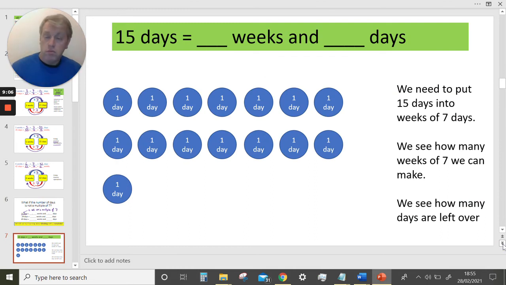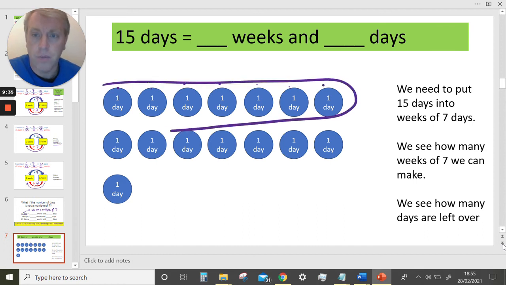So, just reminding ourselves here, if we want to turn 15 days into how many weeks and how many days, well, I've put 15 bubbles up, and each of the bubbles is 1 day. So I've got to say, how many weeks? Well, how many days in 1 week? 7. So I'm going to put them into groups of 7. 1, 2, 3, 4, 5, 6, 7. Okay, that's 1 week.